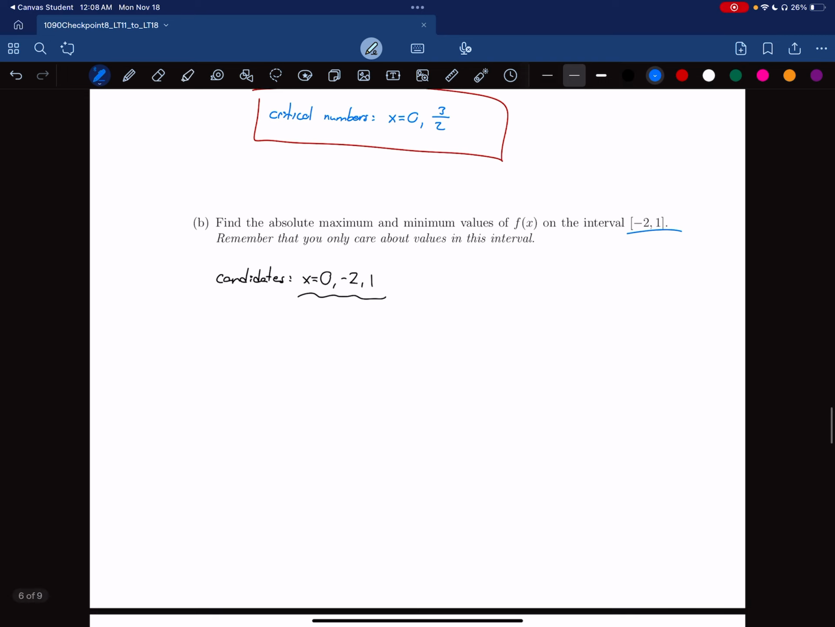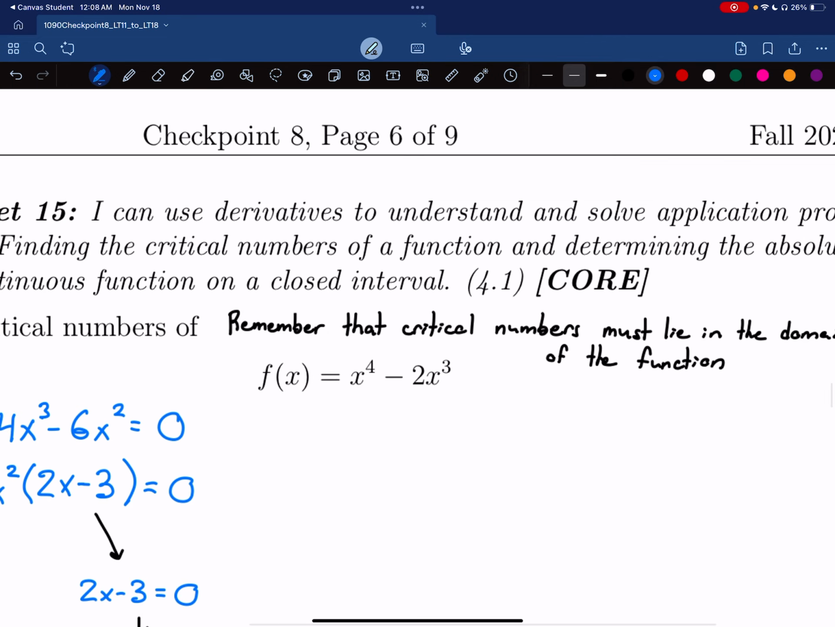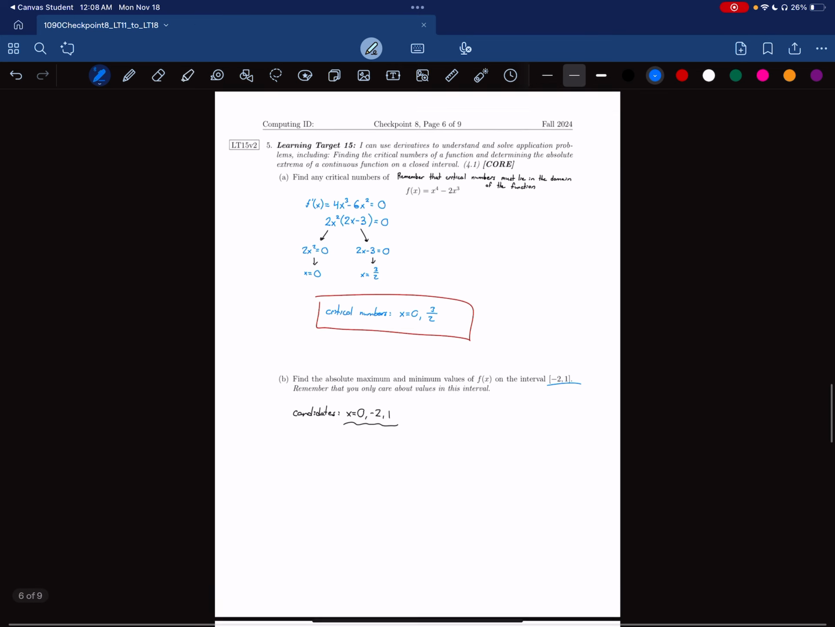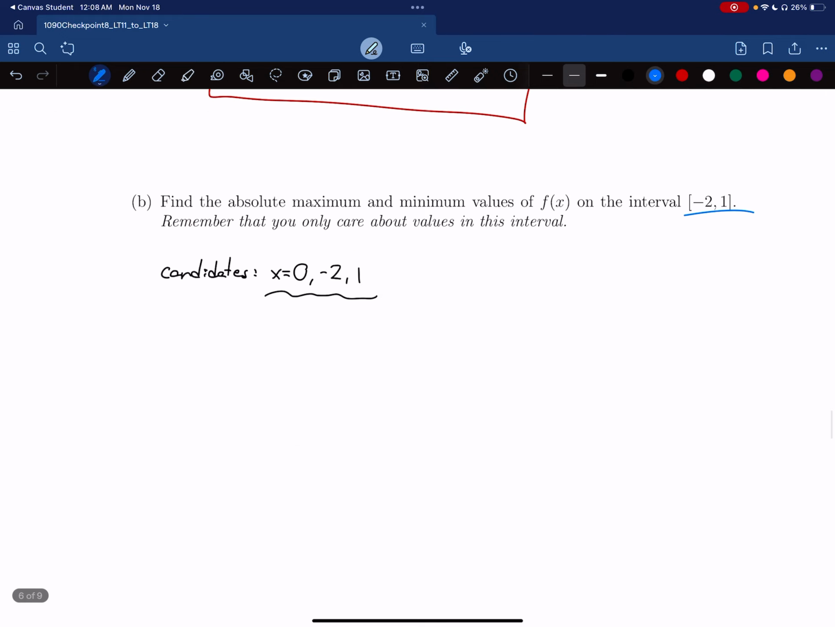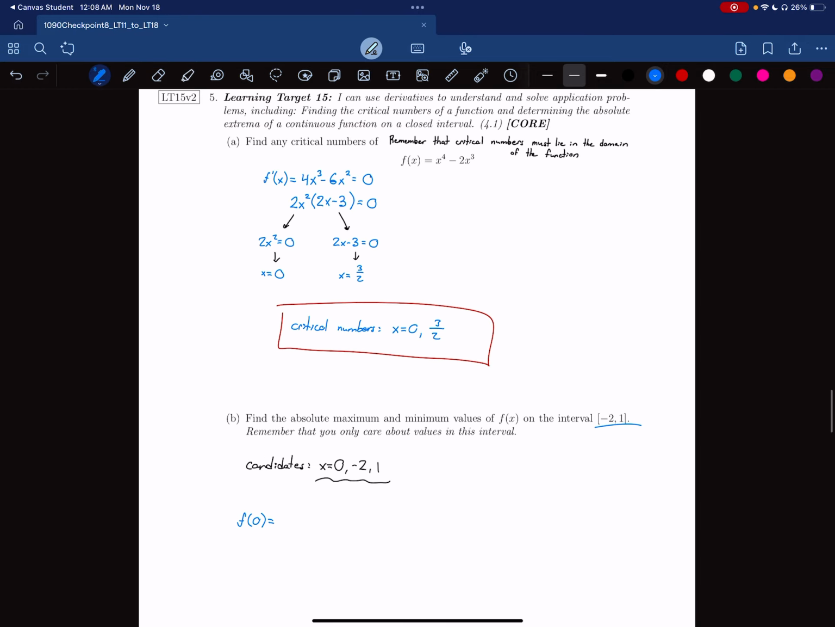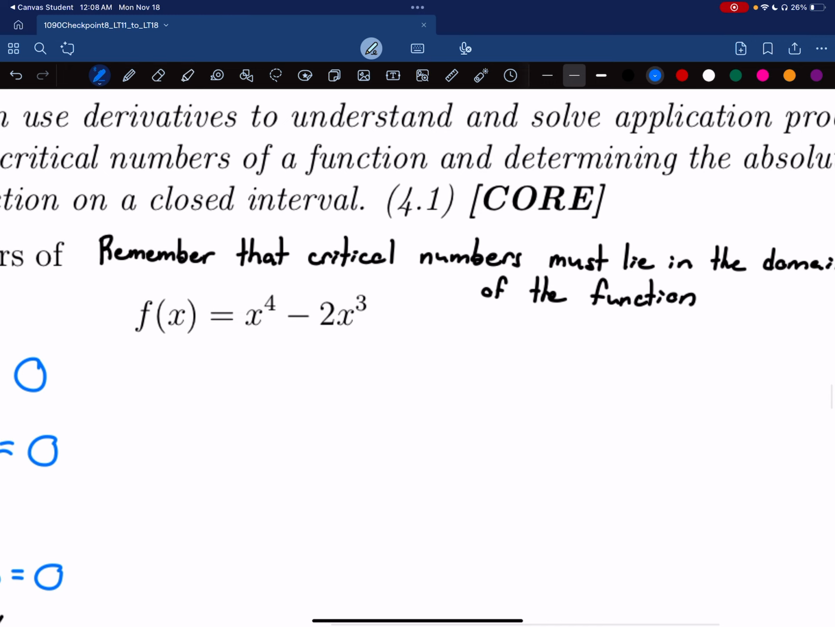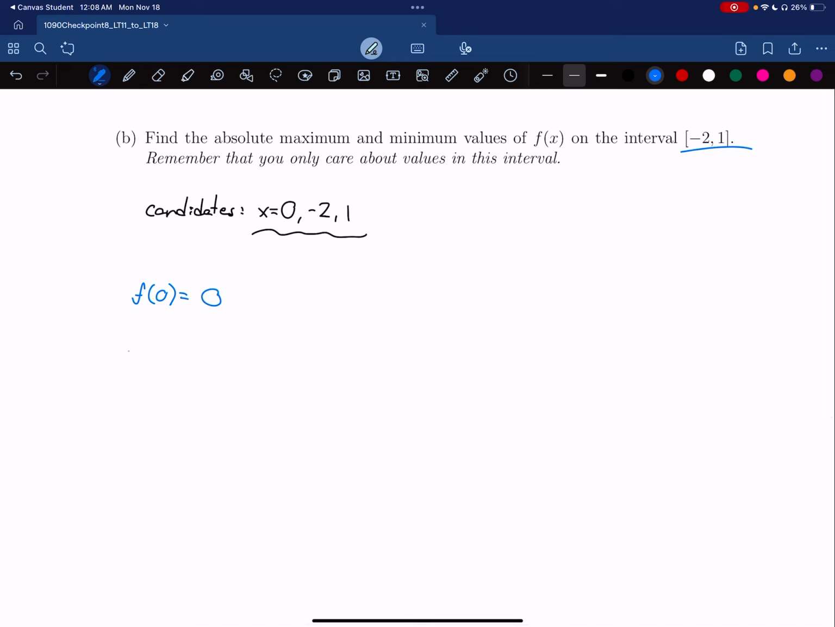All right, now we want to check all of these candidates in our original function, x to the fourth minus 2x cubed, because we're looking for the absolute max and min of f of x, not f prime of x, but f of x. We'll start with f of 0, where x equals 0. And that is going to be 0, because 0 to the fourth minus 2 times 0 to the third is 0.